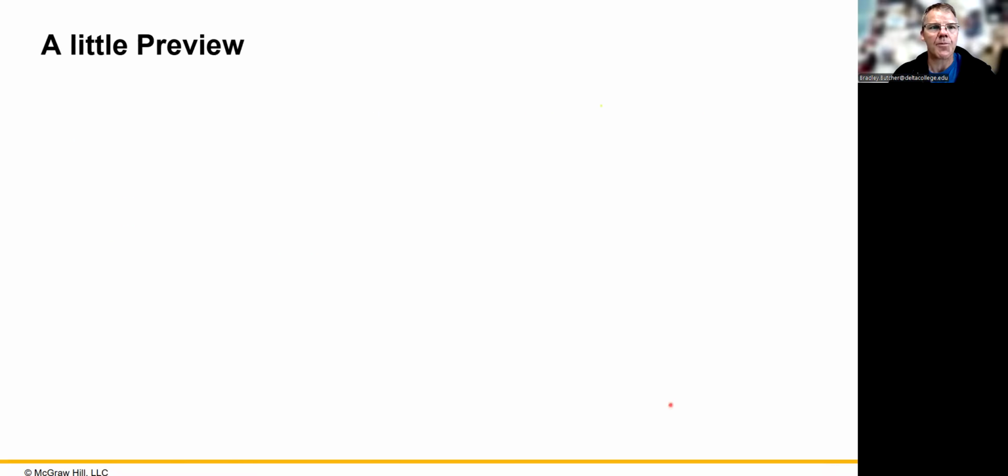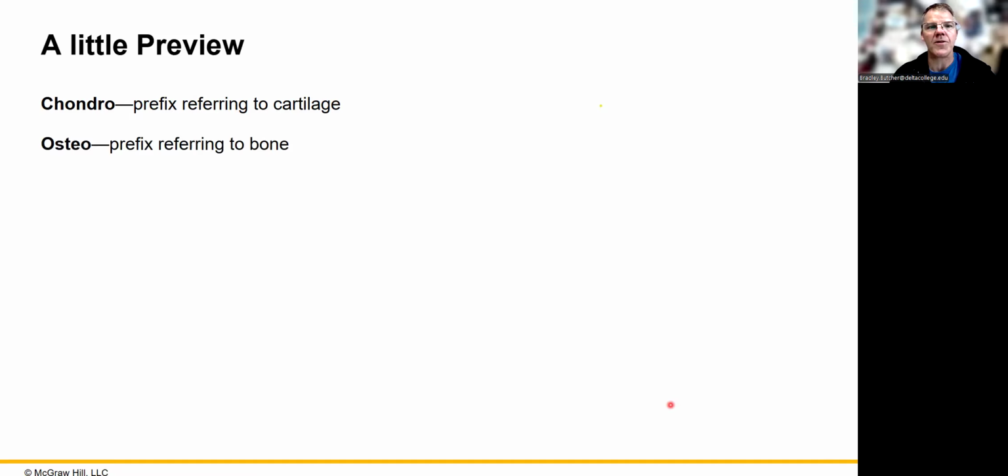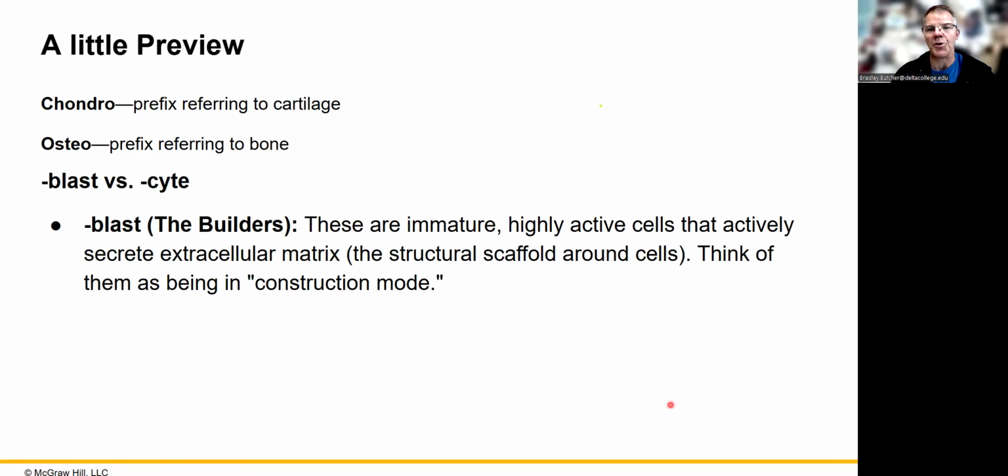But a quick preview is some word breakdowns that will help you as you begin to study this. Chondro is a prefix that refers to cartilage, whereas osteo is a prefix that refers to bone. You'll also see the suffixes blast versus cyte. And so blast, you can think of as the builders. These are immature, highly active cells that actively are secreting that extracellular matrix.